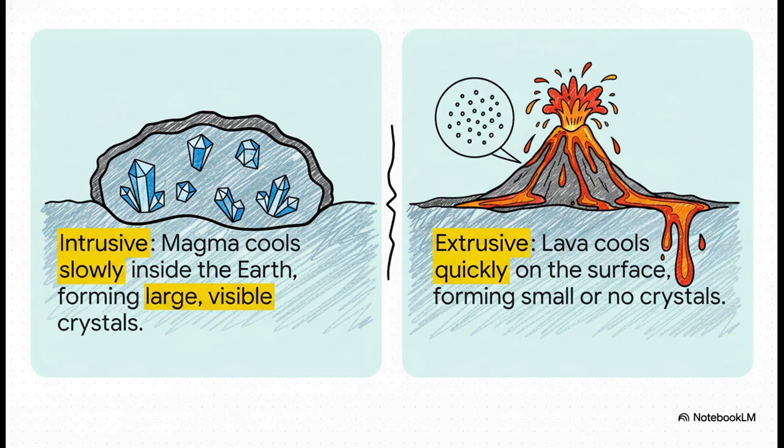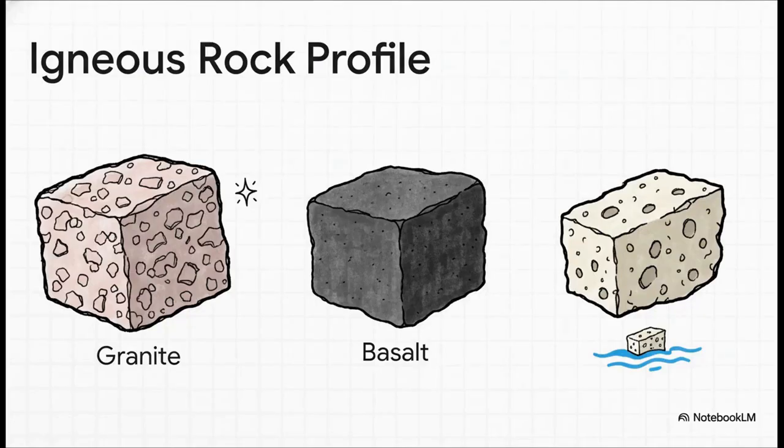But when that molten rock bursts out onto the surface, we call it lava. It cools down super fast, either in the air or water. That's an extrusive formation, and it means you get tiny little crystals, or sometimes no crystals at all, and you end up with something like volcanic glass, like obsidian. So you can picture igneous rocks as being really hard, dense, and crystalline. But the variety? Oh man, it's incredible.